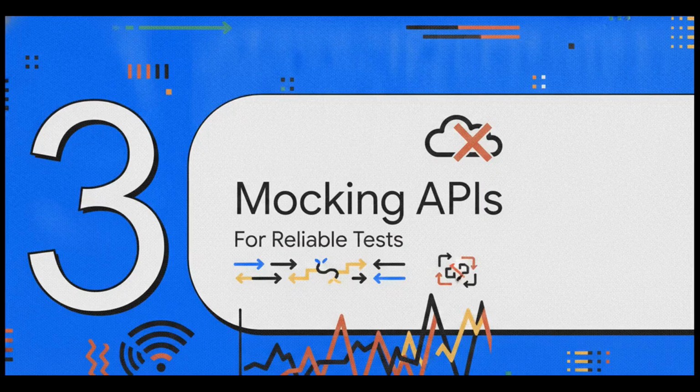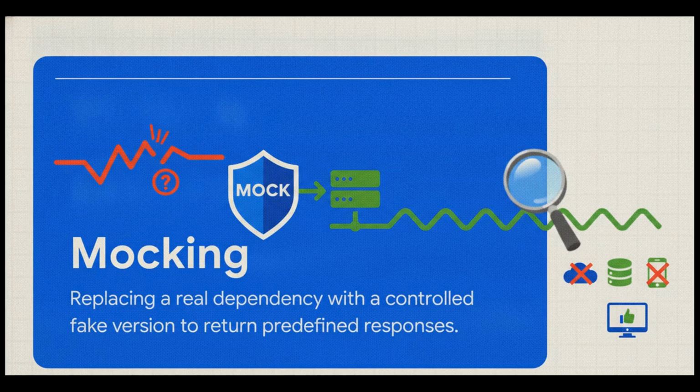Which brings us right into Section 3, mocking APIs for reliable tests. Here's the thing. When your code talks to the outside world, like, say, fetching data from an API, you run the huge risk of creating flaky tests. And a flaky test is the worst. It passes sometimes, but then fails other times just because the Wi-Fi dropped or a third-party API went down. It totally destroys your trust in your test suite.